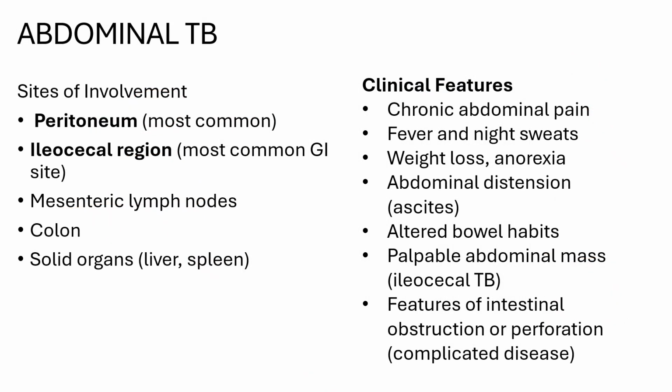In cases of abdominal TB, it can involve any organ. Peritoneum is the most common, and the ileocecal region is the most common site of involvement. There will be mesenteric lymphadenitis, colon, and solid organ involvement. Patients can have chronic abdominal pain, weight loss, anorexia, abdominal distension, ascites, altered bowel habits, abdominal mass, and features of intestinal obstruction or perforation in complicated disease.